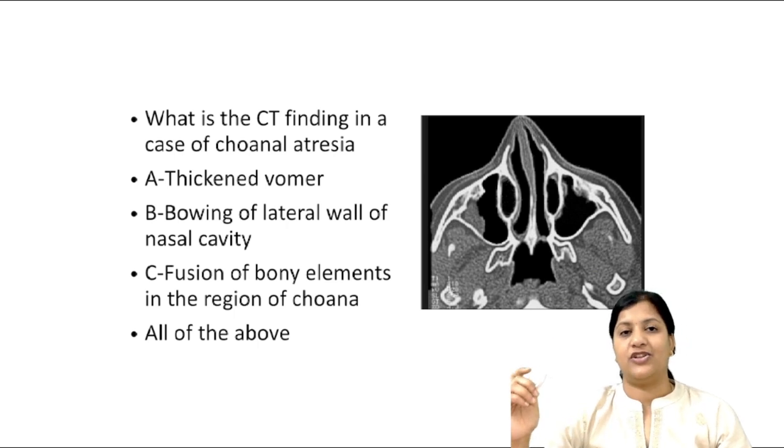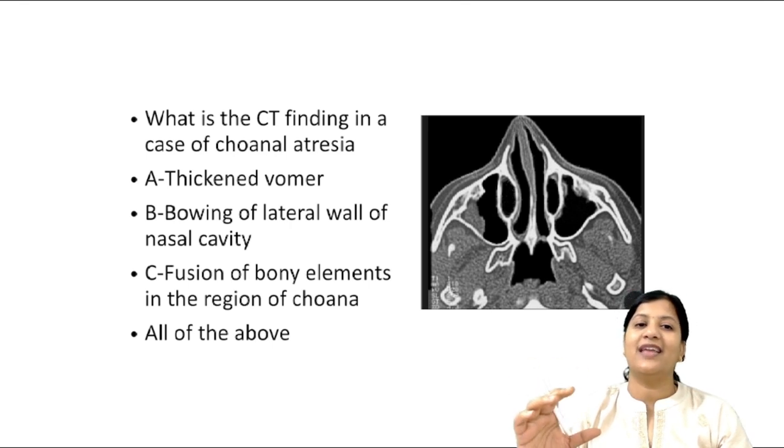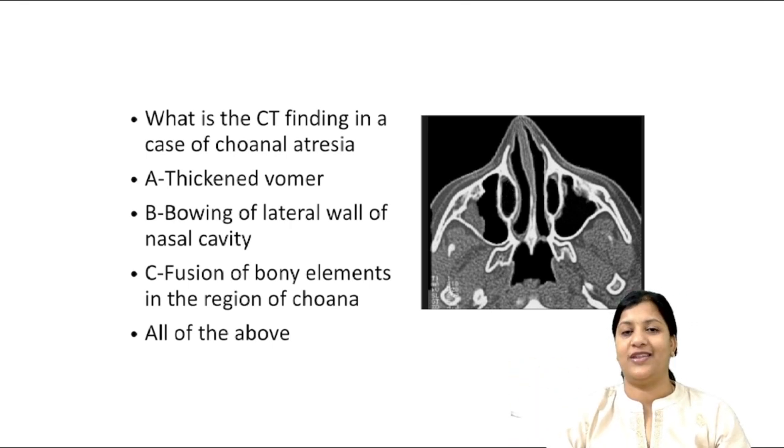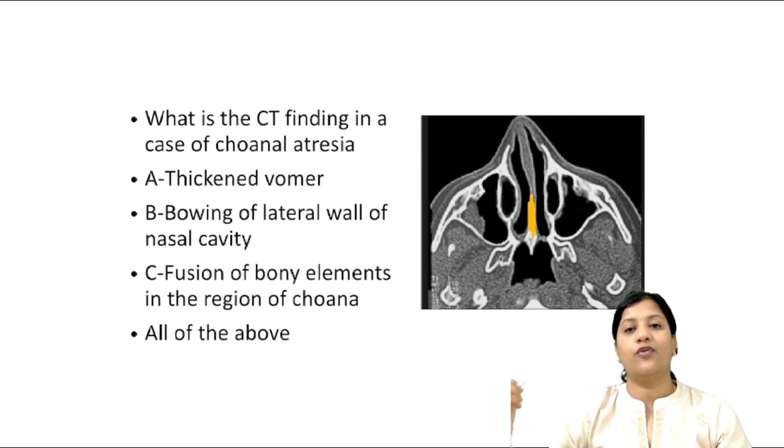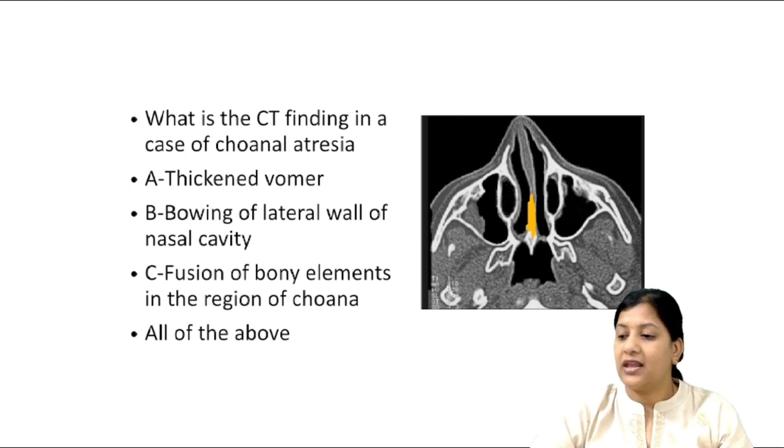Now look at this image. They are giving to you a CT finding in a case of choanal atresia. What will you see? Will you see thickened vomer, bowing of the lateral wall of nose, fusion in the elements of the region of choana, or all of the above? So we know this is our septum. This posterior portion of the septum is nothing but your vomer. So if there is a thickening of the vomer, would it reduce the space of your choana? Yes, it will reduce the space of the choana.